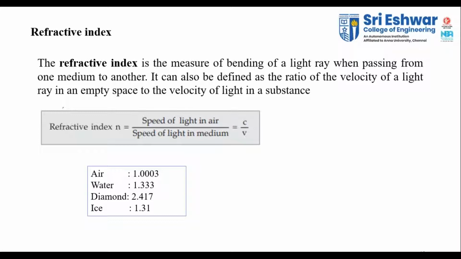Okay. So for air, what is the refractive index? 1.003. But when you are doing small problems, it is considered as 1 only. In the case of water, 1.33. Diamond refractive index is 2.4. And for ice, 1.3. Okay, yes. So first we try to understand what is reflection and what is refraction.